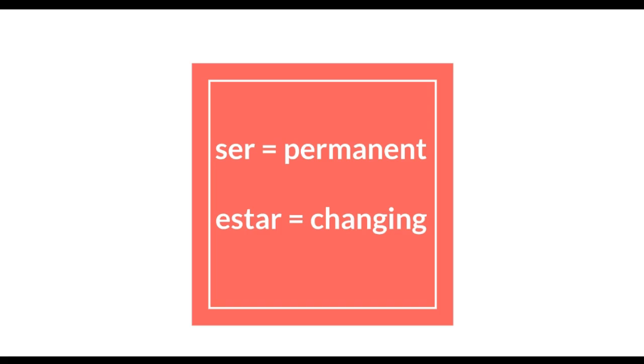If that's confusing for you, the main thing for you to remember is that ser is used to describe permanent characteristics and estar is used to describe changing conditions. Usually, there are a few exceptions, but typically this is how you can remember if you need to use ser or if you need to use estar.